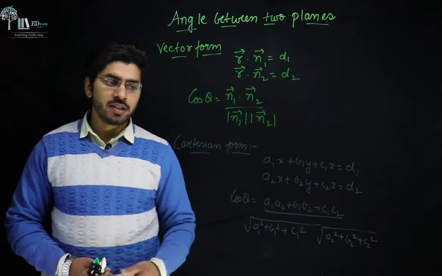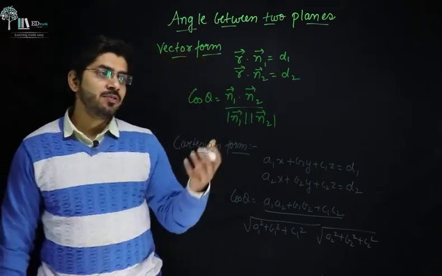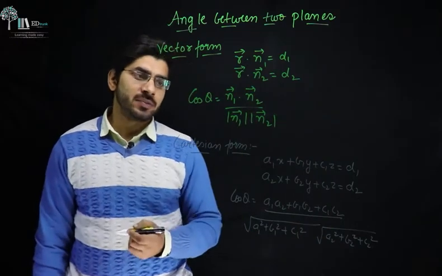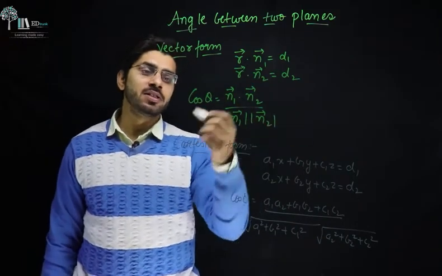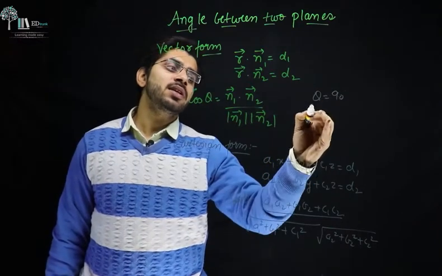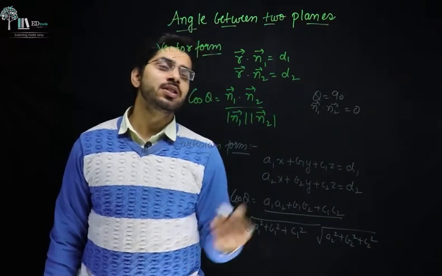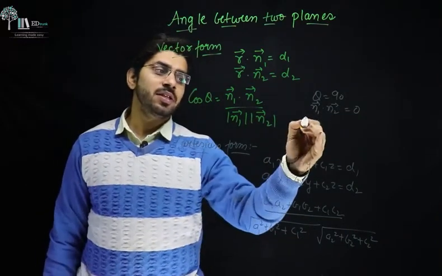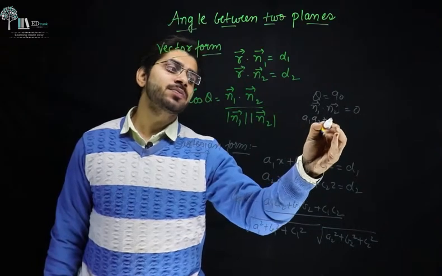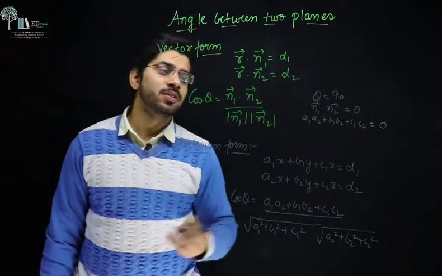Now here we can also see there can be conditions. So what are the conditions? The conditions can be if two planes are perpendicular. Then cos theta, the theta will be equal to 90 degrees. So the condition will be similar to line, that is n1 dot n2 equals 0. So that means we can always write a1a2 plus b1b2 plus c1c2 equals 0.